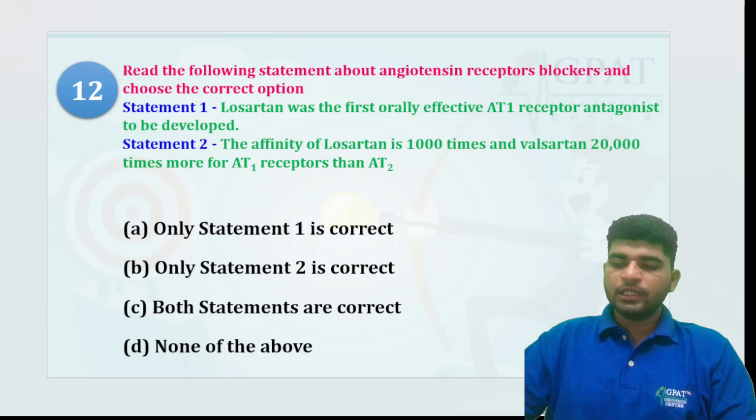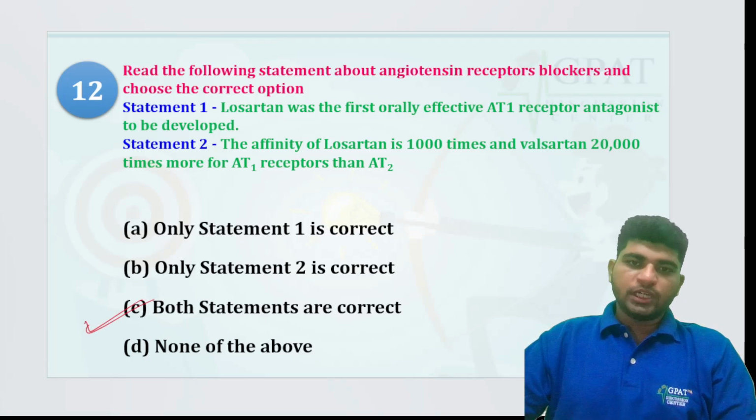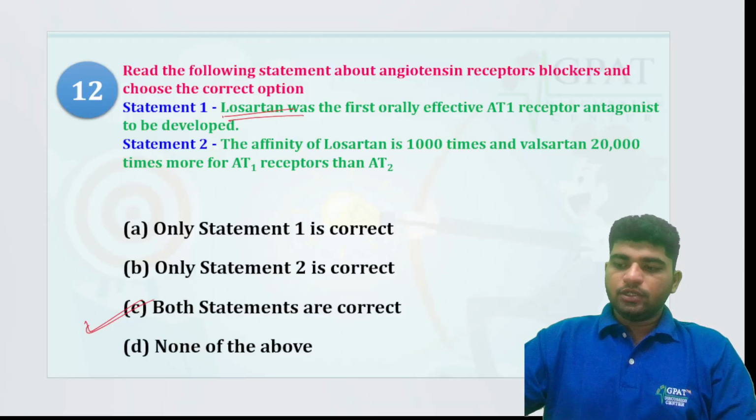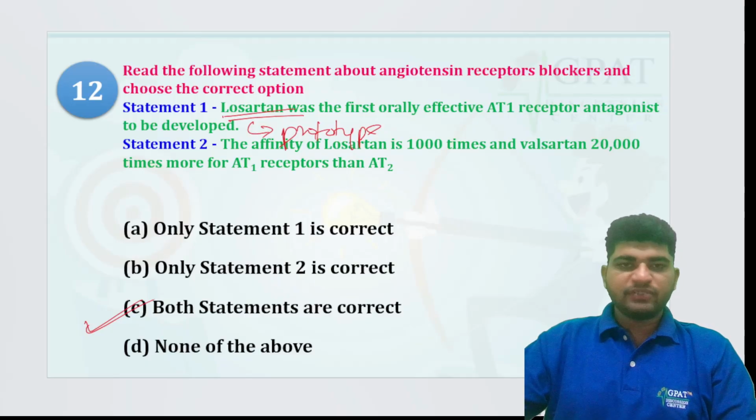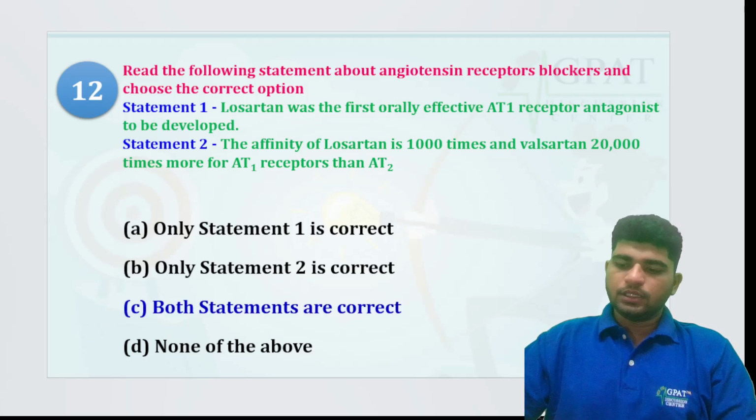Yes, both the statements are right. Losartan was the first orally active AT1 receptor antagonist because losartan is a prototype drug of angiotensin receptor blocker. And the second statement is very much factual in nature, that is, losartan is 1000 times and valsartan is 20,000 times more potent for AT1 receptors as compared to the AT2 receptors. Okay, so both statements are correct.